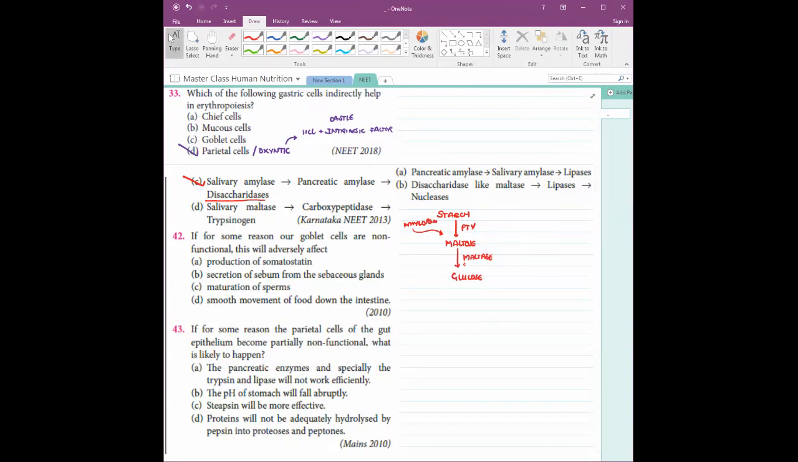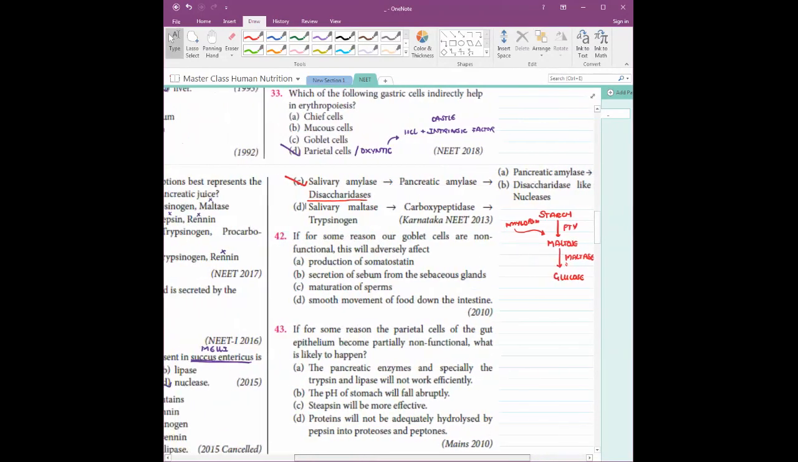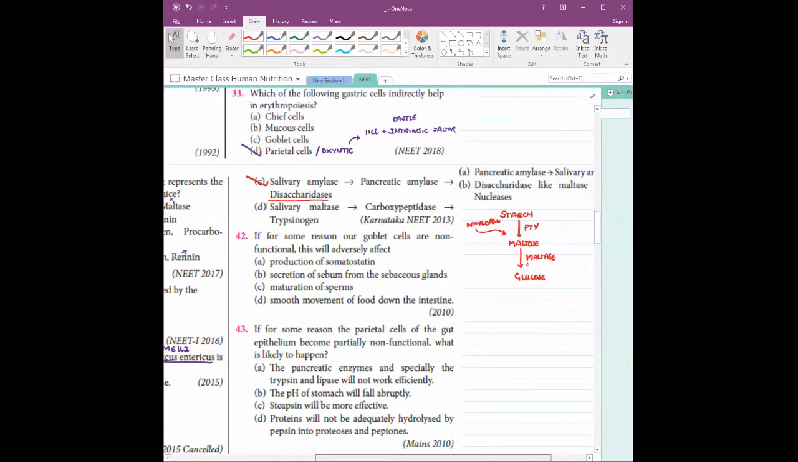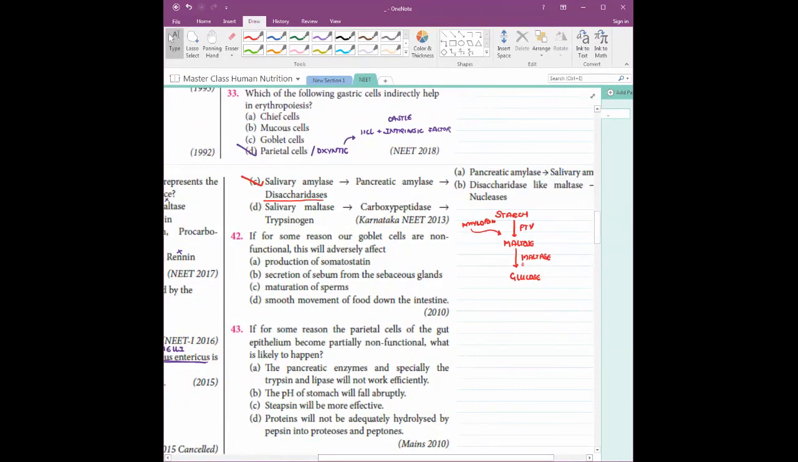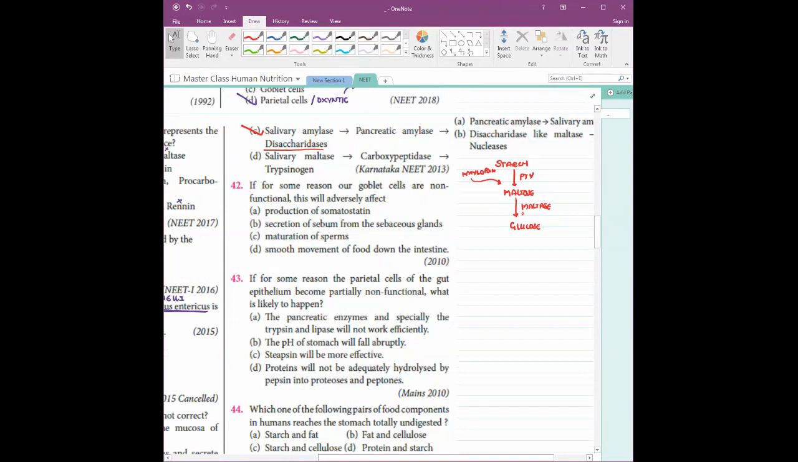Okay, next question we have Rishik. Rishik, if for some reason our goblet cells are non-functional, this will adversely affect what? Very simple, you don't have to really think about it. Yes, very nice. Everybody is right. It is going to affect immediately the smooth movement of food down the intestines.